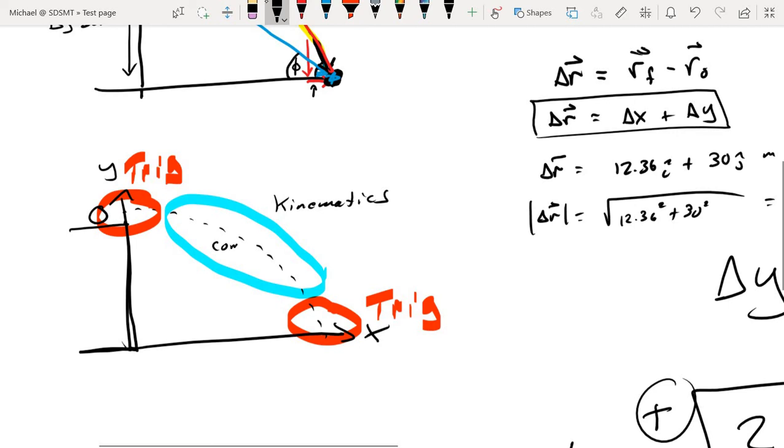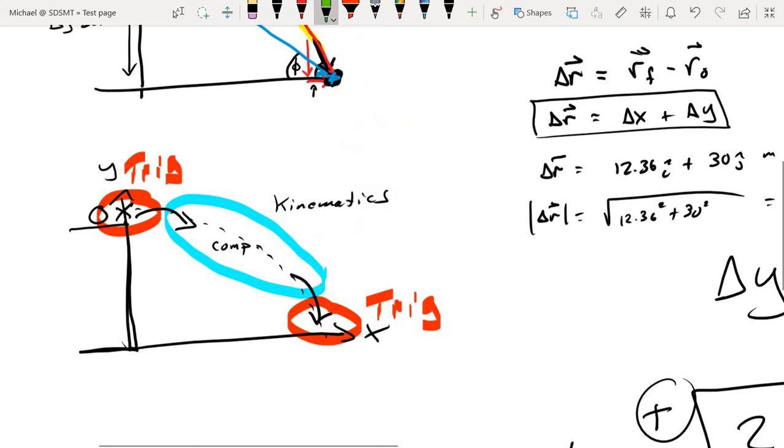We're definitely using the components in the kinematics, but there's no trig. Okay, we use the trig to break up our vectors so that we can use those components in the kinematics. Then the kinematics tells us what the final values are going to be, and we can take those final components and use the trig to put them back together into a magnitude and angle relationship.